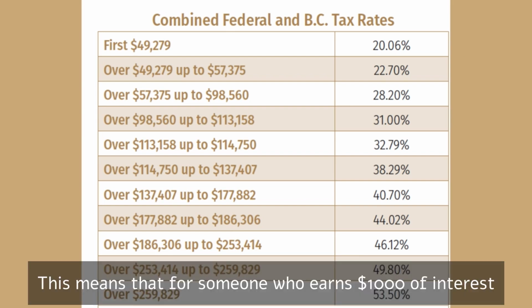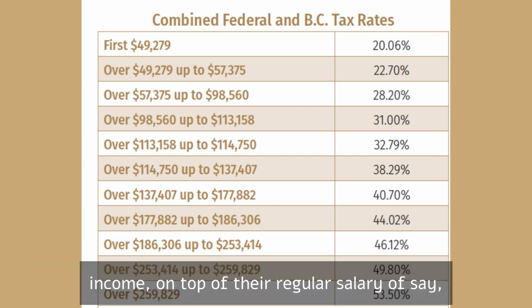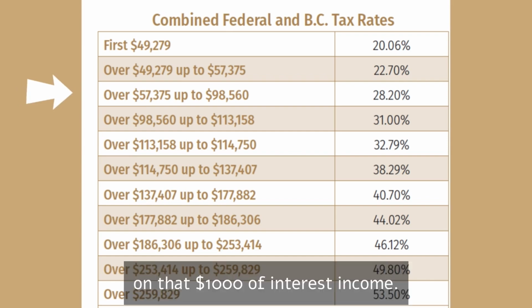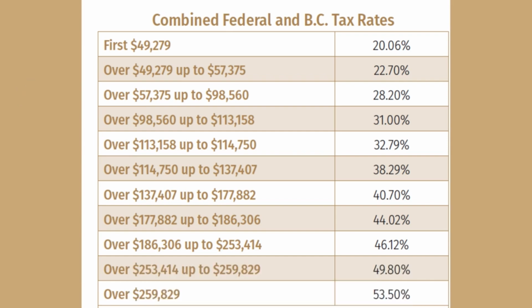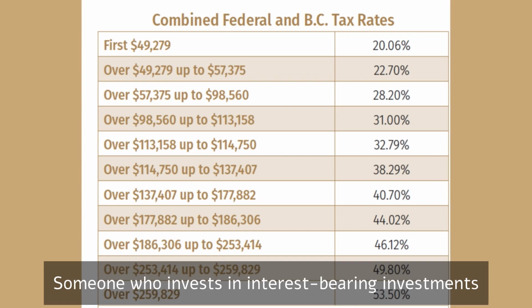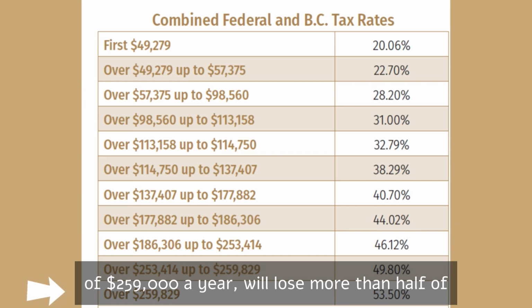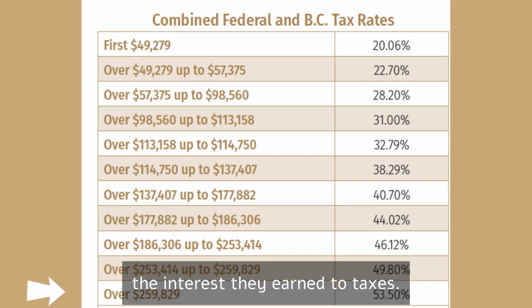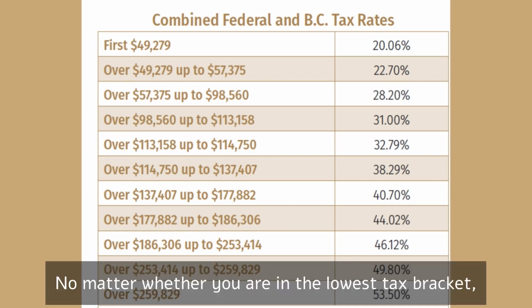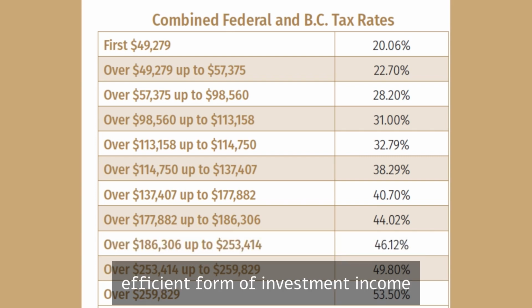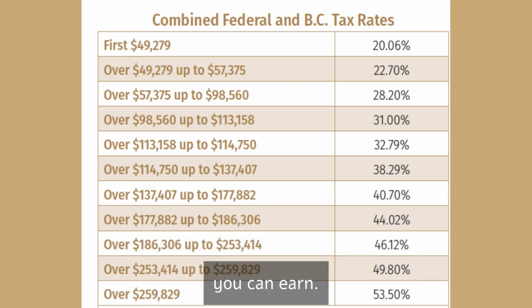This means that for someone who earns $1,000 of interest income on top of their regular salary of, say, $70,000, they will pay $282 in tax on that $1,000 of interest income. Someone who invests in interest-bearing investments within a corporation, or who is in the highest tax bracket of $259,000 a year, will lose more than half of the interest they earned to taxes. No matter whether you are in the lowest tax bracket, the highest, or somewhere in between, interest income is the least efficient form of investment income you can earn.